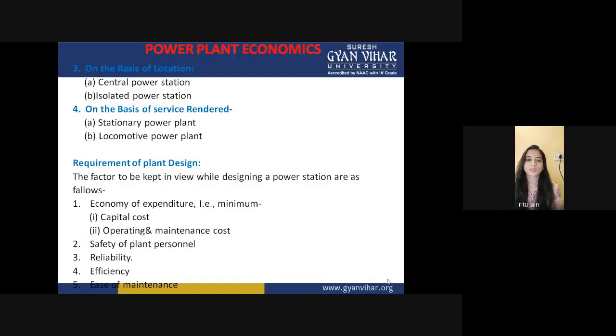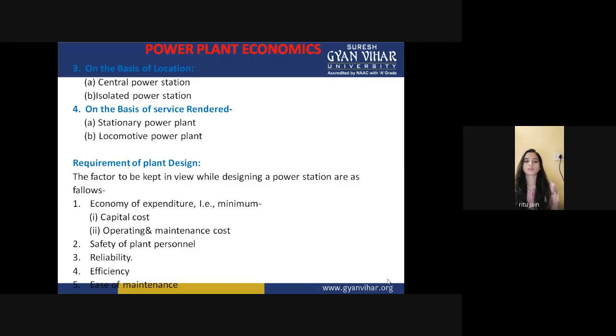What is efficiency? Efficiency means how much input you are giving to a power plant and how much output you are getting. The input you are giving must be equal to your output. So the efficiency of a power plant would be 100%, but that is only possible in the ideal case. So maximum efficiency should be there for a power plant.